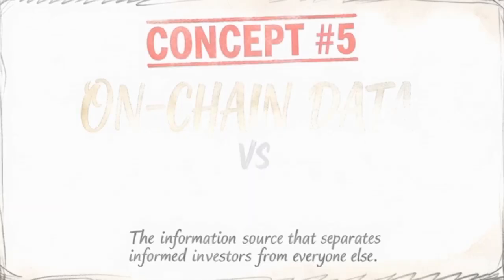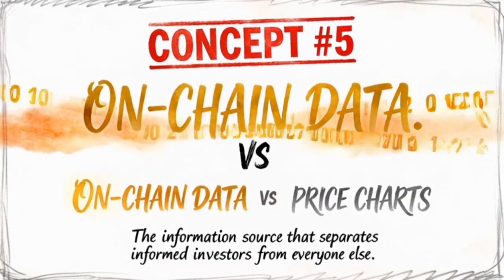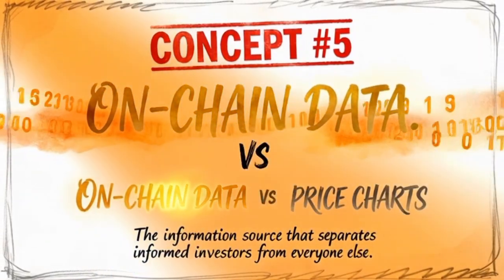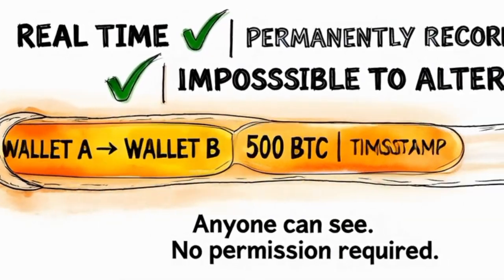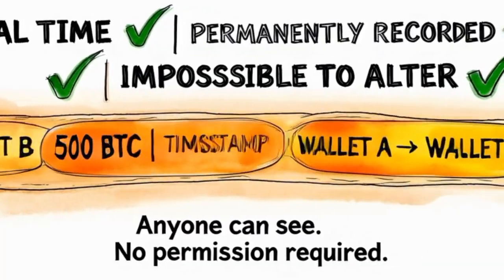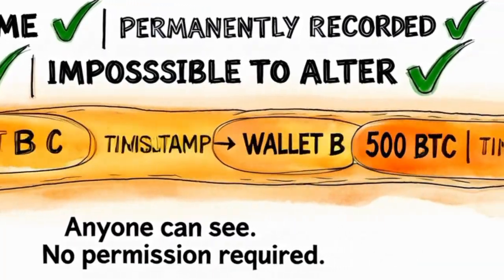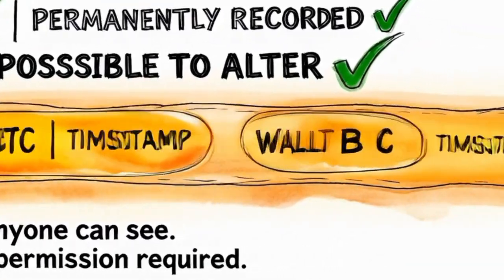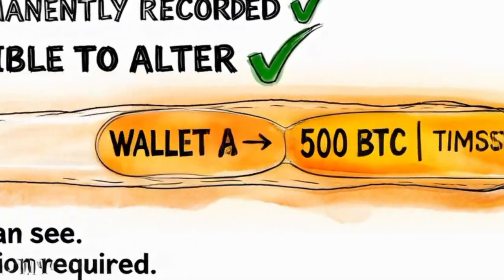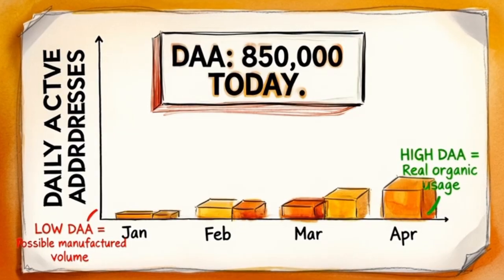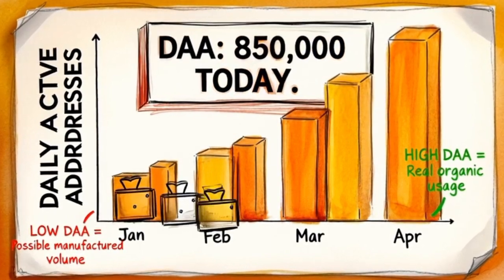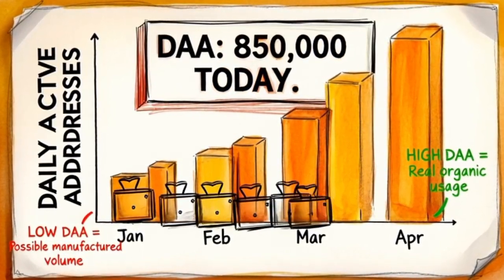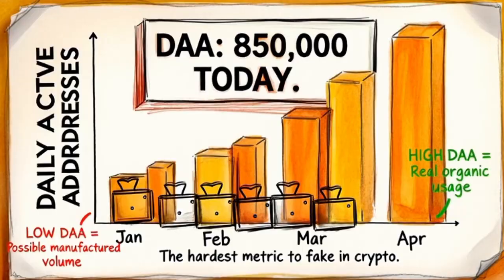Concept 5. On-chain data, what it is and why it beats price charts. Every transaction on a public blockchain is visible to anyone who knows where to look, not just the price, the actual movements of actual coins between actual wallets in real time, permanently recorded, impossible to alter. On-chain data includes daily active addresses, how many unique wallets are actually transacting, which tells you whether real people are using the network or whether the volume is manufactured.